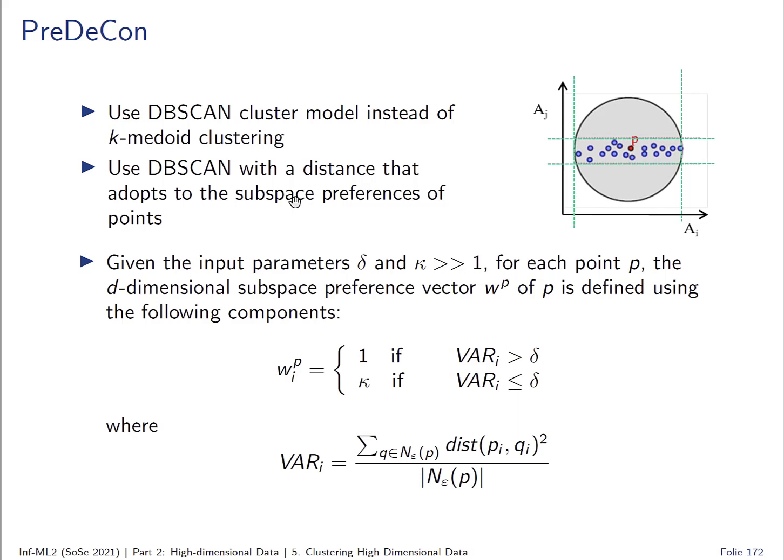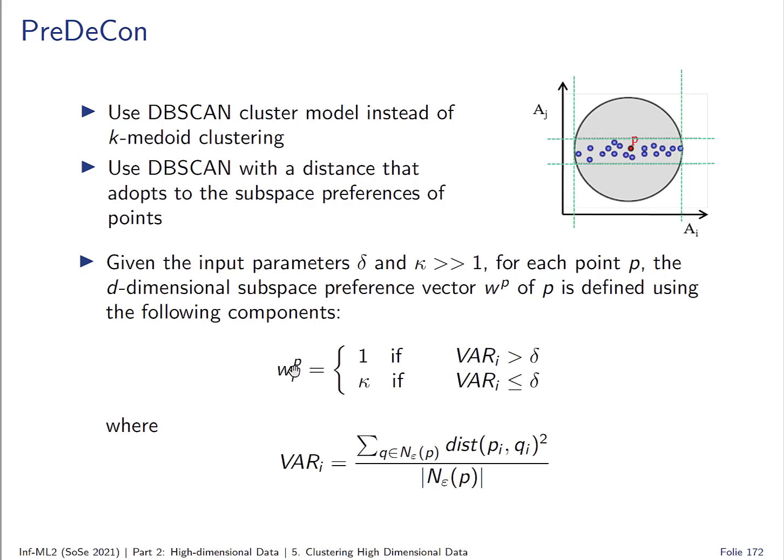Since we look for neighborhoods of core points, those neighborhoods should be squeezed so that they represent the subspace preference. So we don't want to look for full dimensional spheres, but for spheres only in those features that are relevant to our cluster. How can we do that? Well, we can introduce a weighting scheme for our distance function, and the weighting scheme is quite easy.